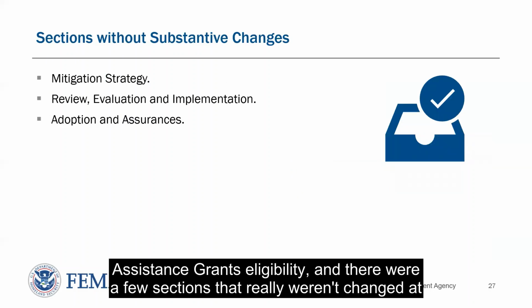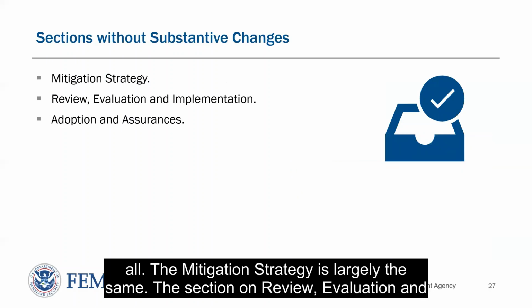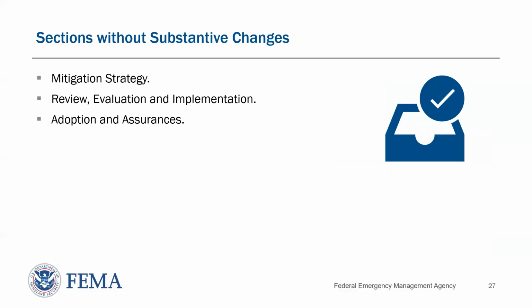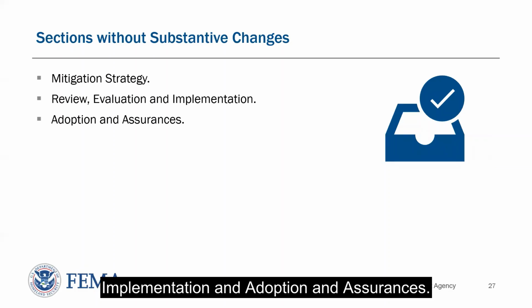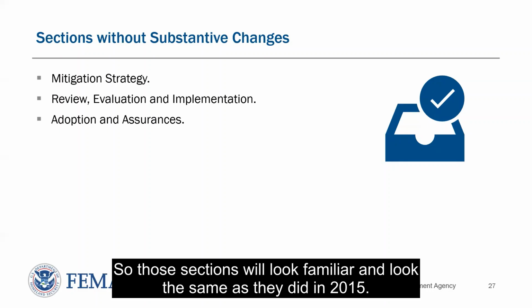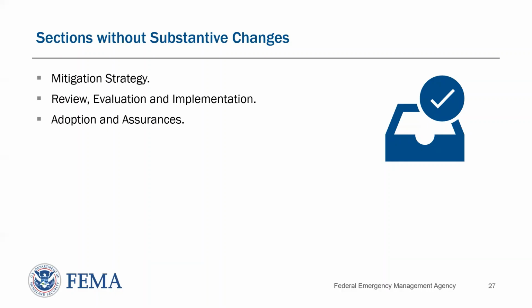And there were a few sections that really weren't changed at all. The mitigation strategy is largely the same. The section on review, evaluation, and implementation, and adoption and assurances. So those sections will look familiar and look the same as they did in 2015.